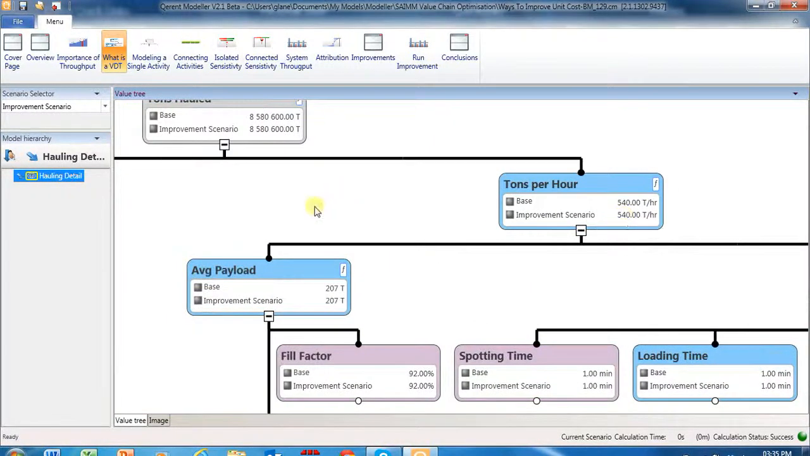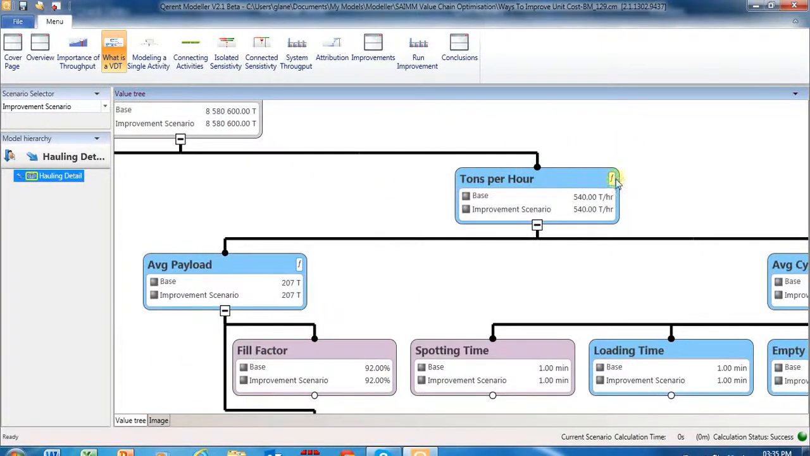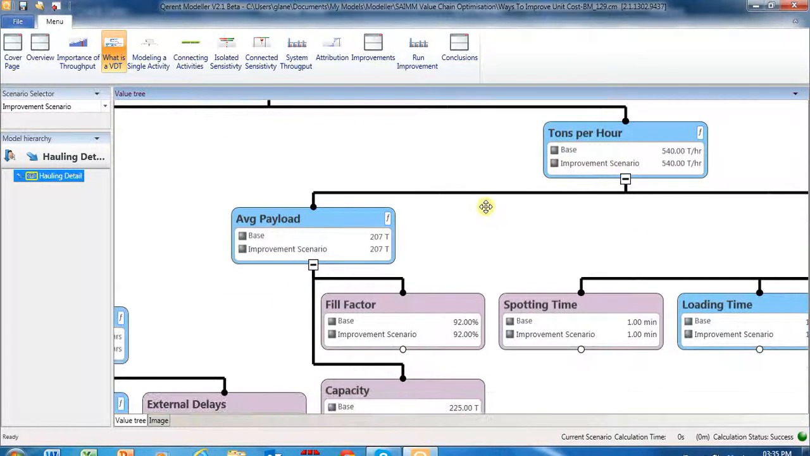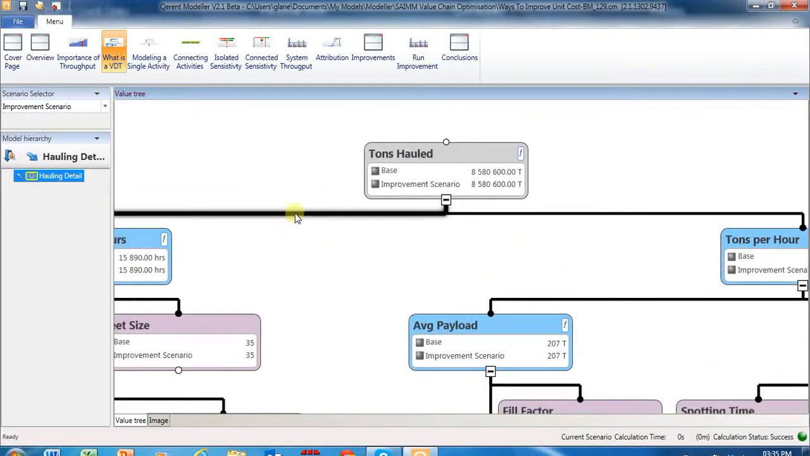So this is what's termed a VDT. It's a value driver tree. Underneath each of these is a formula. So you can see tons hauled is actually fleet hours times tons per hour. The tons per hour is your average payload, average cycle time divided by 60. All the different formulas that make up a model of this business. So now let's see, how would we go about using this model? I want to demonstrate a few very key concepts.